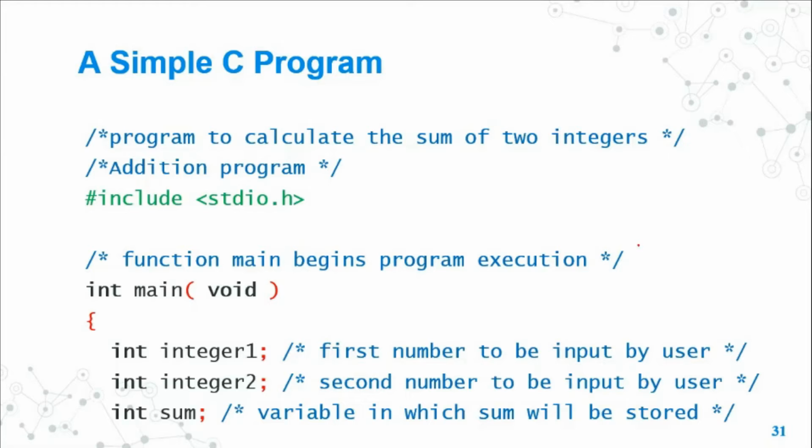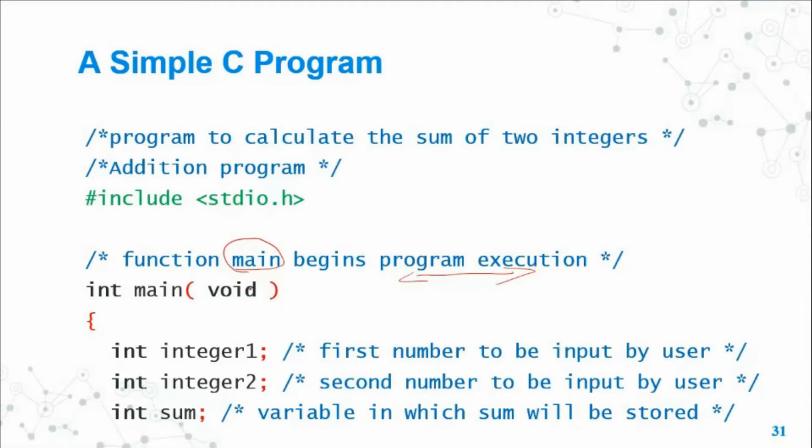Then in the next line, there is another comment: the function main begins program execution. This particular line denotes that we are starting with a function, and in this case, that function is main. Main is the function that should be present in all C programs. So from the next line onwards, the function main begins.